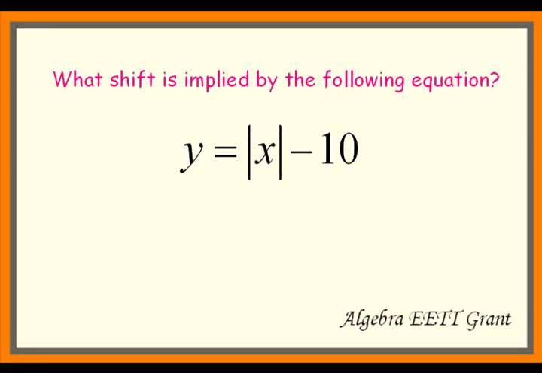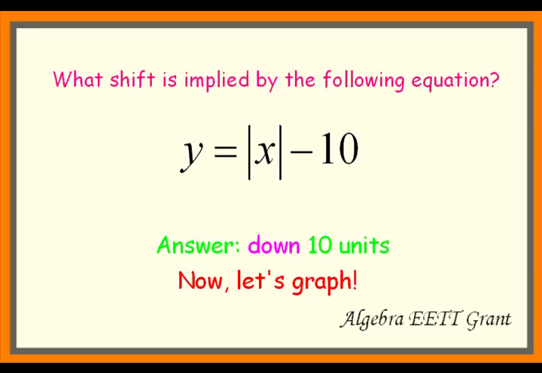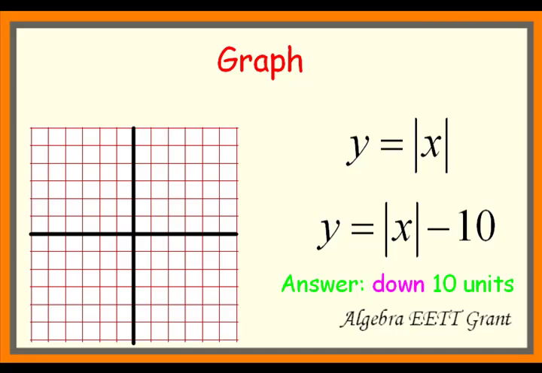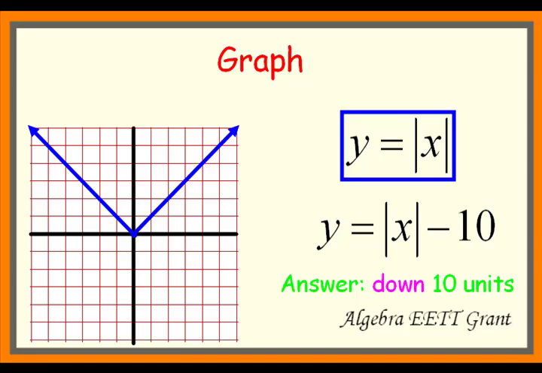For example 2, we're going to do y equals the absolute value of x minus 10. What have we done with the parent graph? Well, we have shifted it down 10 units because it is negative. So let's graph the parent graph and this new graph and see the difference. So y equals absolute value of x and y equals absolute value of x minus 10. Well, the parent graph, we've done that before, so I'm just going to graph it. Now on the next one, that negative 10 means we go down 10 units.